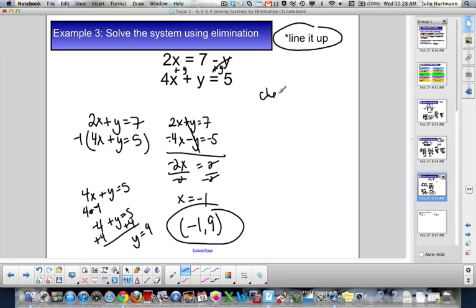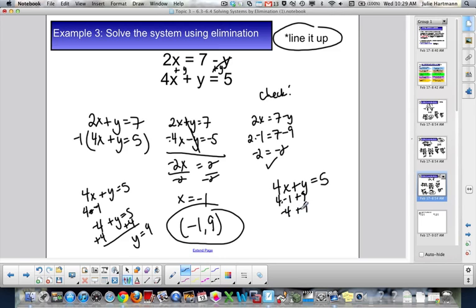To check it, 2x equals 7 minus y, so 2 times negative 1 equals 7 minus 9. 2 times negative 1 is negative 2. 7 minus 9 is negative 2. That checks. The second one, 4x plus y equals 5. 4 times negative 1 is negative 4, plus 9, negative 4 plus 9 is 5. So that checks. So there you have 3 examples.